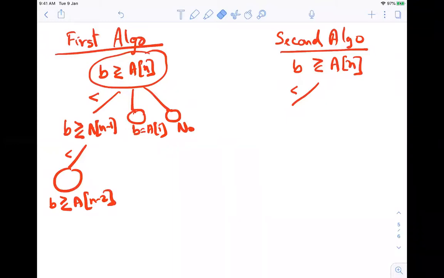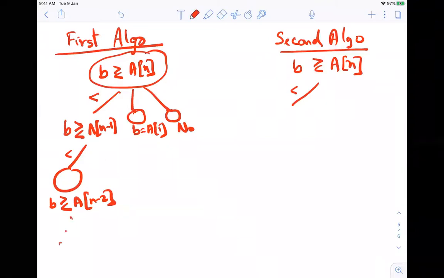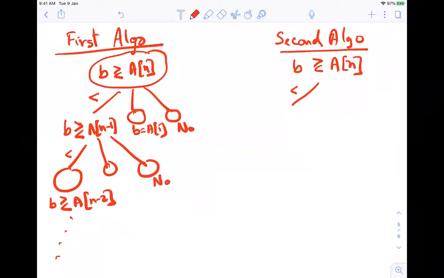Again, if it is less than, it compares it with the last but two elements, and so on. It continues like that, right? And if you get any other two things, your algorithm stops. Note that this is a valid algorithm. It gives you the right answer.